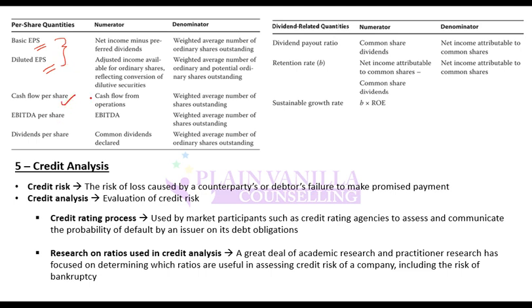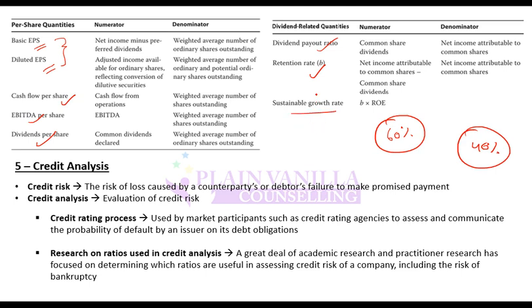Cash flow per share means cash flow divided by number of shares. Cash flow is cash flow from operations. EBITDA per share is EBITDA divided by number of shares. Dividend per share is dividend divided by number of shares. Dividend payout ratio was discussed in earlier readings, which is dividend divided by net income. Retention rate is what you retain. So for example, if you are paying out 60% as dividend, then 40% is retention ratio.